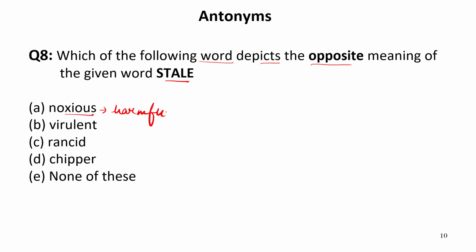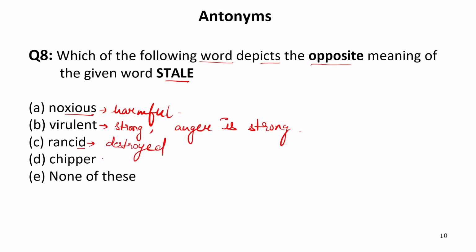Now, virulent means someone who is very strong and whose anger is very strong. Anger is strong. Or you can say he's full of energy, he's full of anger. Rancid again means which is destroyed or smelly. Now, whenever a food has rancid content, it means the food has been destroyed. Smell has begun to come out from it. So, rancid means smelly and with foul smell, destroyed or unfresh.